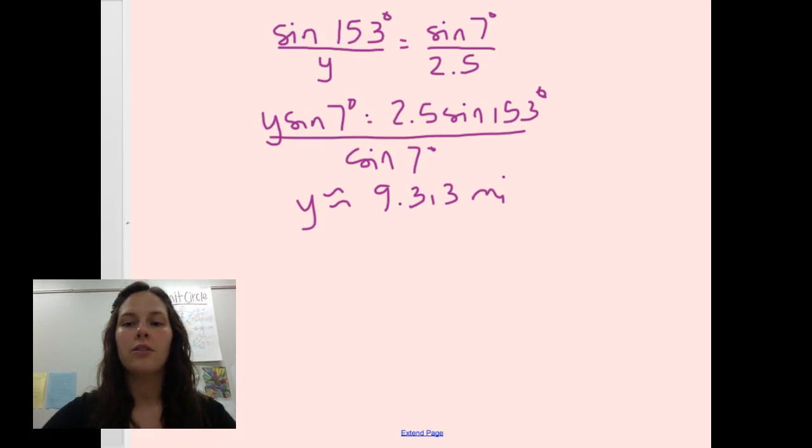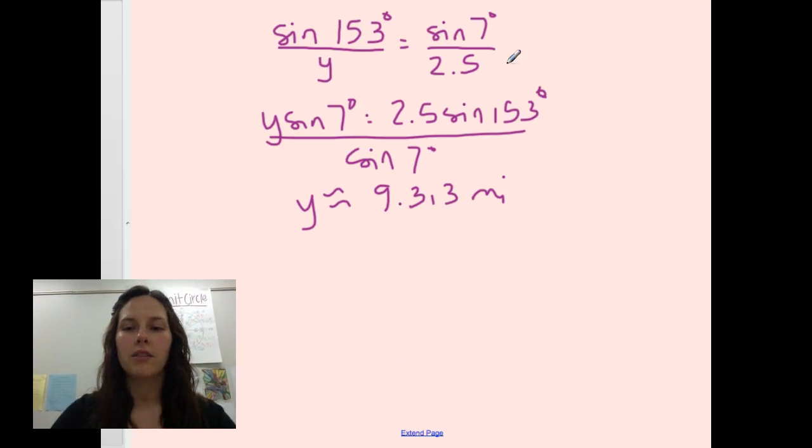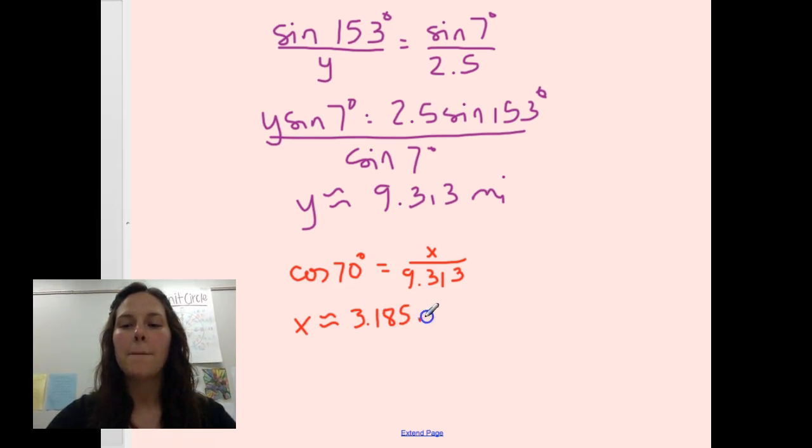The next thing that we're going to do, scrolling back up to look at that picture here. Now that we know the hypotenuse, we can solve for that distance using cosine. We know that that angle inside the triangle is 70 degrees. We're looking for the adjacent, that vertical distance, and we know the hypotenuse. So cosine of that 70-degree angle equals the adjacent, or the distance to the shoreline that we're looking for, over the hypotenuse, which we just found to be 9.313. Multiplying both sides by 9.313, we get that the boat is about 3.185 miles from shore.